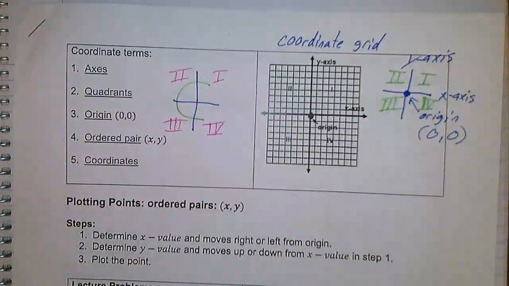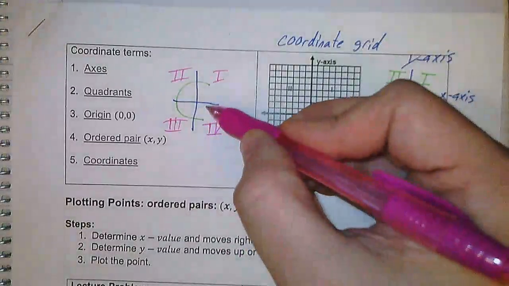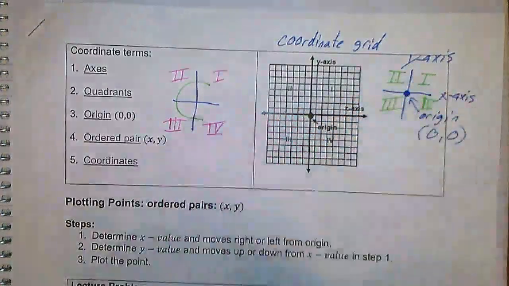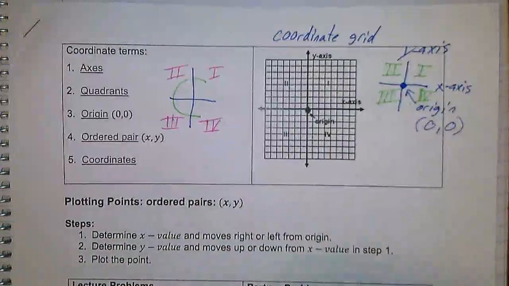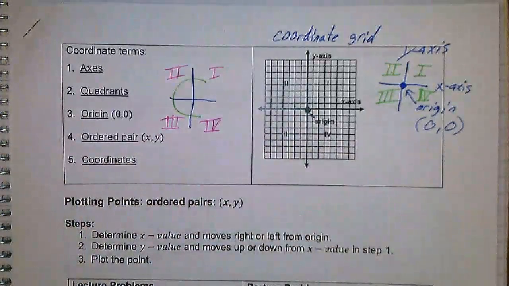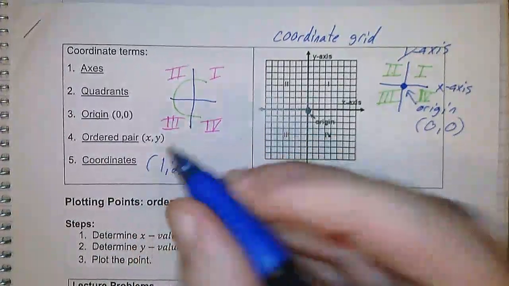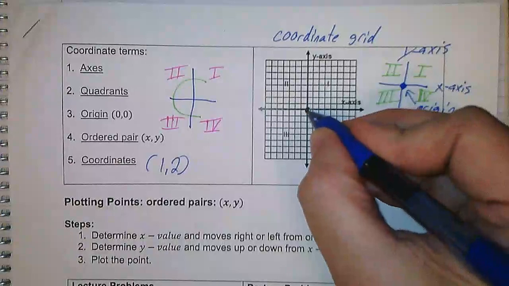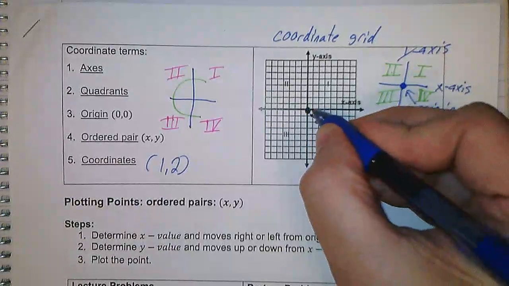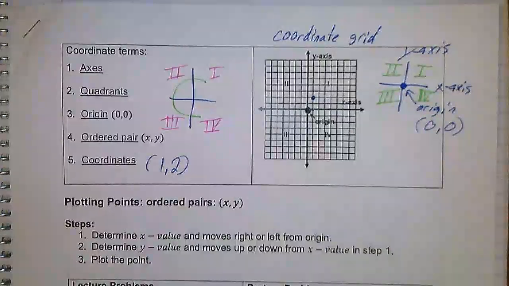So the questions you'll have relating to quadrants is they might give you a very large number, like, well, first of all, let's talk about ordered pairs. An ordered pair is always an x and a y. So our x value followed by the y value. So if we have a coordinate like 1, 2, from the origin, I would go out 1 for the x value and up 2 for the y value.